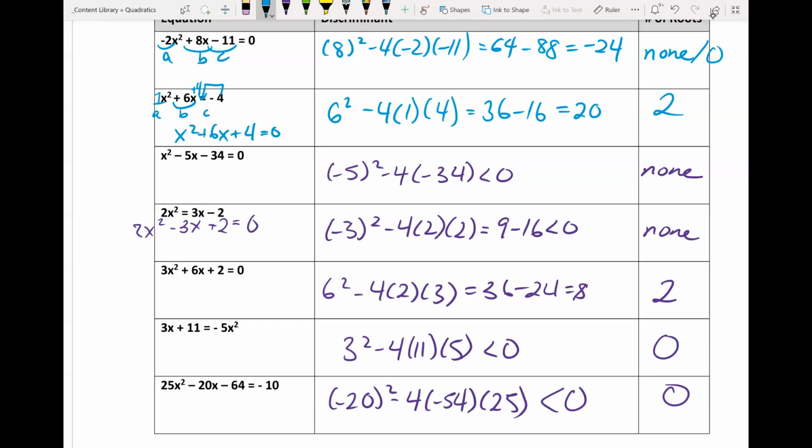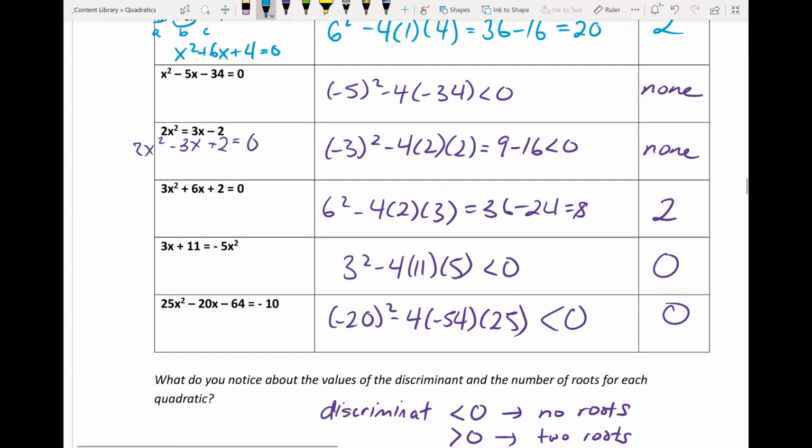And then what did we notice? Well, we noticed that if we had a discriminant that's smaller than 0 or negative, then you're going to have no roots. If you have a discriminant that's greater than 0, then you're going to have 2 roots. Now, what happens if your discriminant is equal to 0?